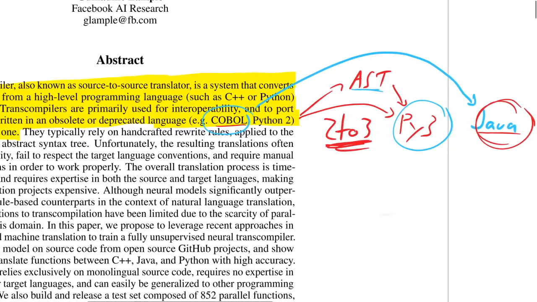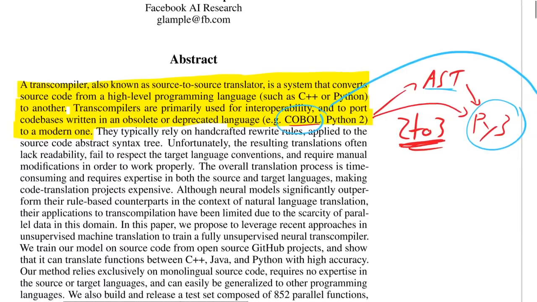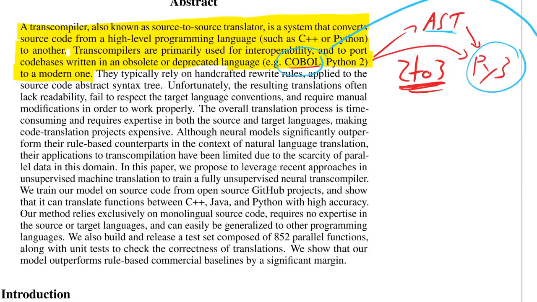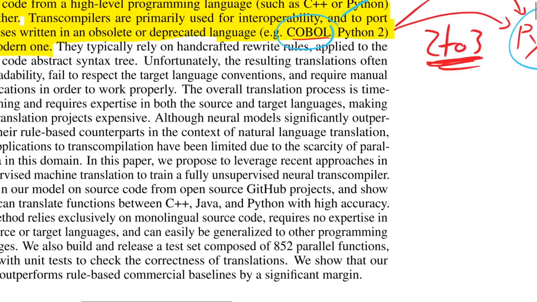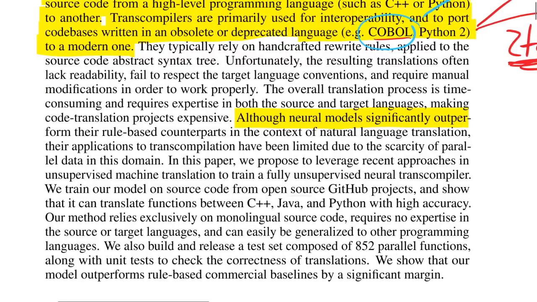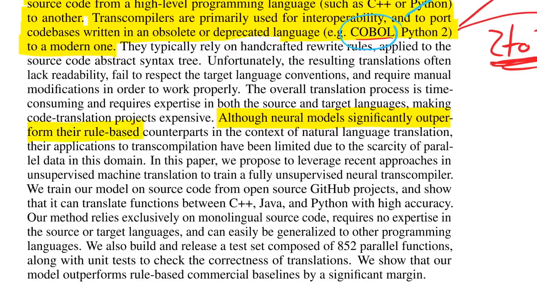So we've all realized in the last years that things like Google Translate have become extremely good at translating. They say right here, although neural models significantly outperform their rule-based counterparts in the context of natural language translation, which is Google Translate, all learned right now, their applications to transcompilation have been limited due to the scarcity of parallel data in this domain.